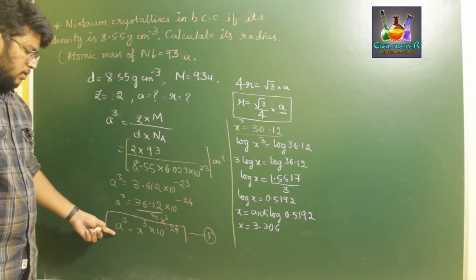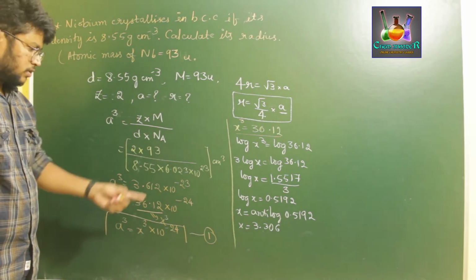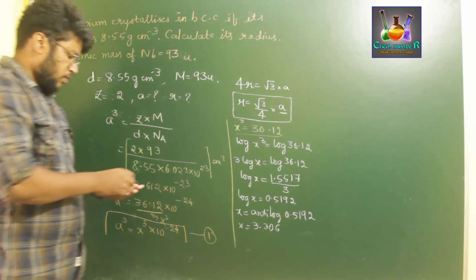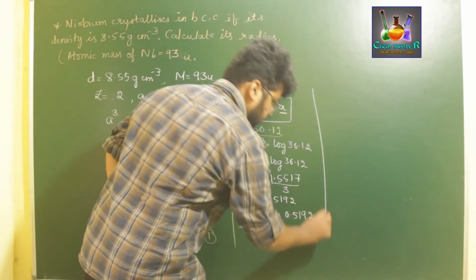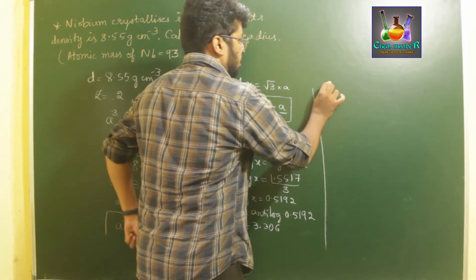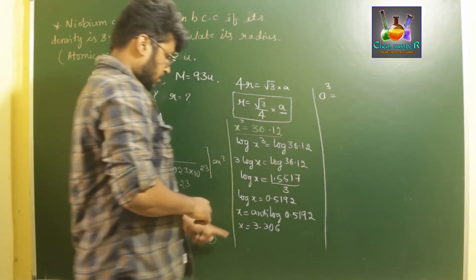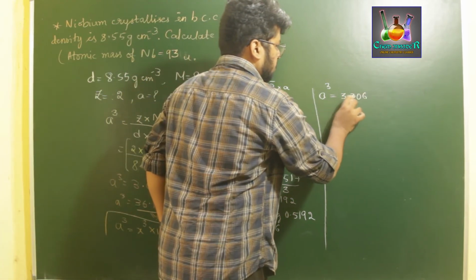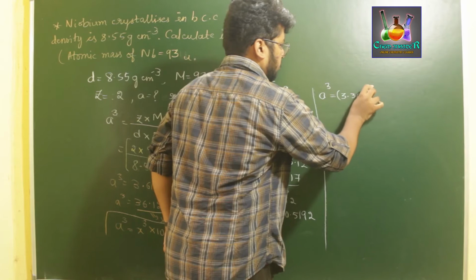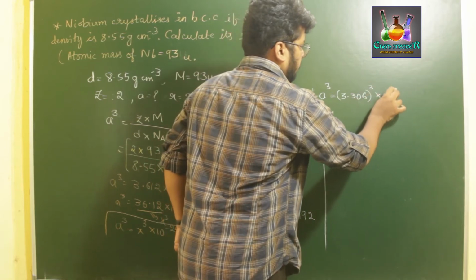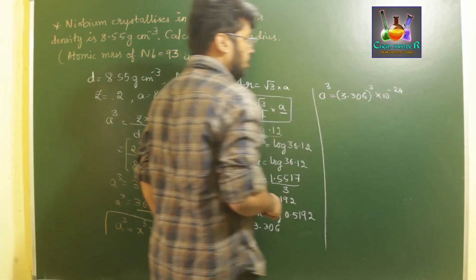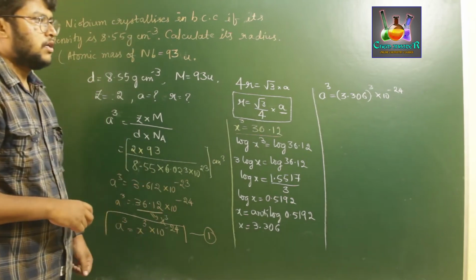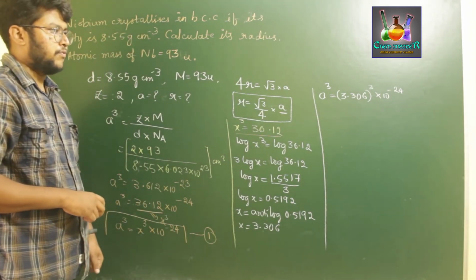Now if you take the value of x in this equation, what we get is a cube is equal to 3.306 the whole cube, 3.306 the whole cube into 10 to the power minus 24. A cube is equal to 3.306 the whole cube into 10 to the power minus 24.